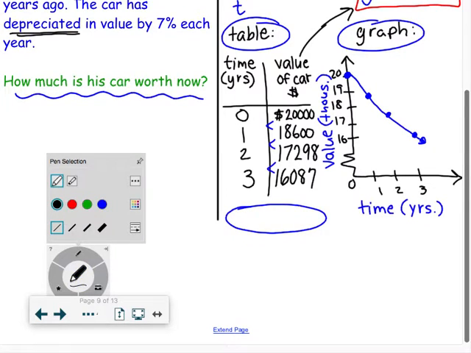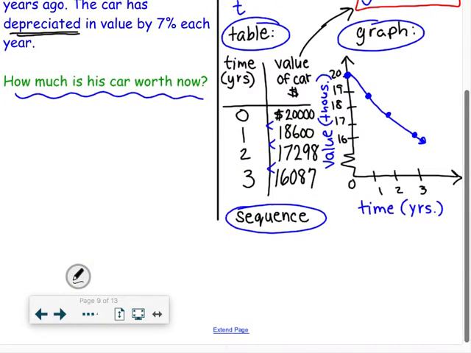So for the sequence of numbers simply means taking the value of the car and writing it as a sequence. So it starts at 20,000, then it's 18,600, 17,298, 16,087, and so on. Okay, now to answer the question, what is the car worth now?